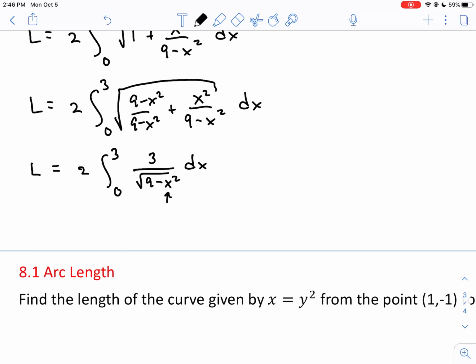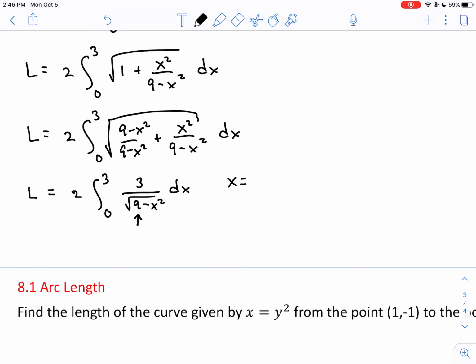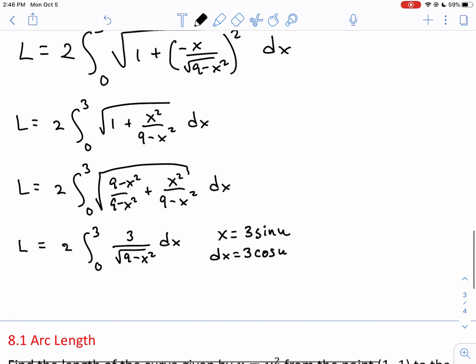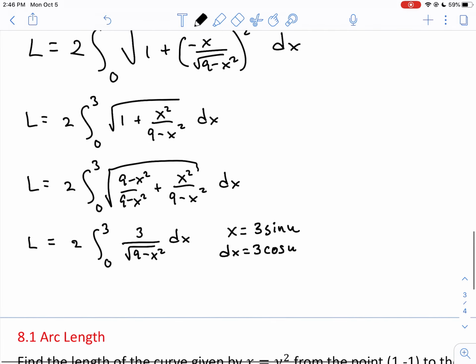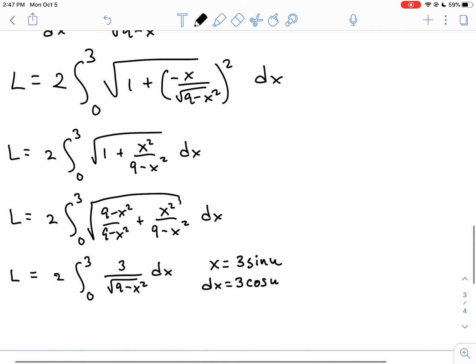The thing that's being squared is x. I want x to be the square root of that number, which is 3, square root of 9 is 3, times the sine of a new variable u. dx, therefore, will be 3 cosine of u. I'm going to leave the limits of integration 0 and 3. I'm not going to change them. Make sure you get your antiderivative in terms of x before you start plugging in 0 and 3.